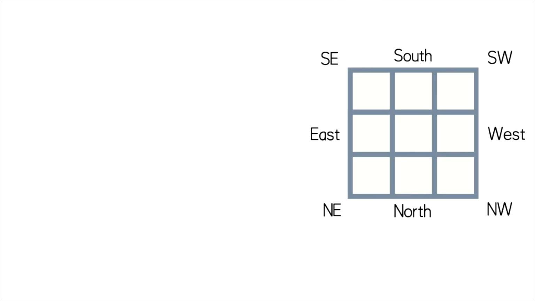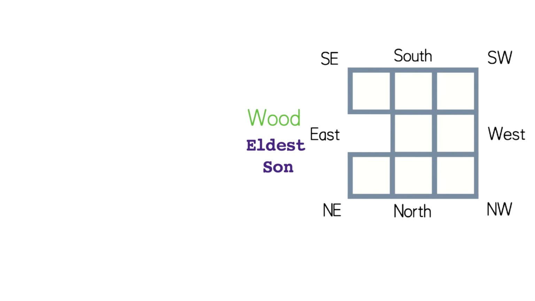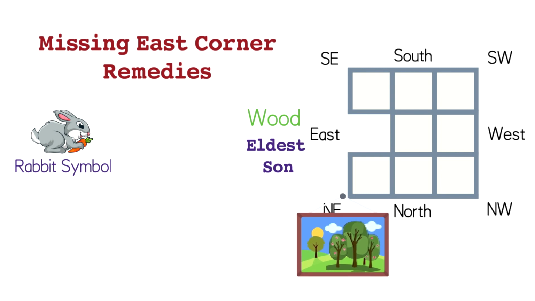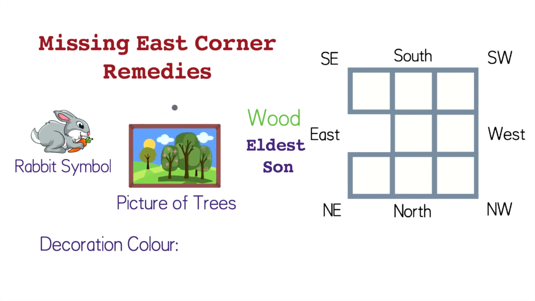If your house is missing east, the direction of the wood element, this is not good for the eldest son. The remedy for this missing area is to place a rabbit symbol. As east belongs to wood, you can also hang a picture of trees in this direction. The decoration color should be green in this direction.